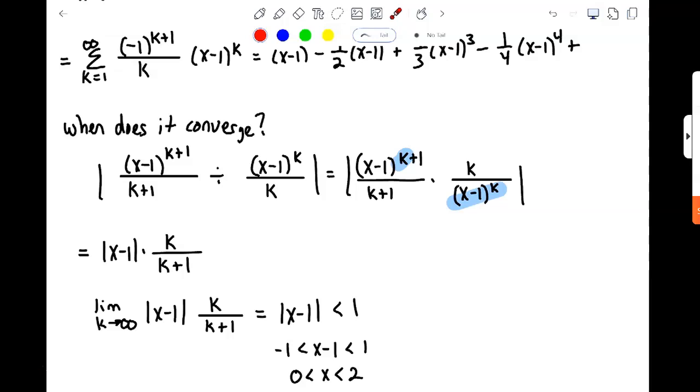So at 0, it's not going to converge. At 2, we would have 2 minus 1 to the k, which would be 1 to the k, which would just evaporate. And so then we have the series negative 1 to the k plus 1 over k, which is an alternating series, and it does converge. So technically, we should go ahead and add on here that this does converge at 2. Okay. This does converge at 2.